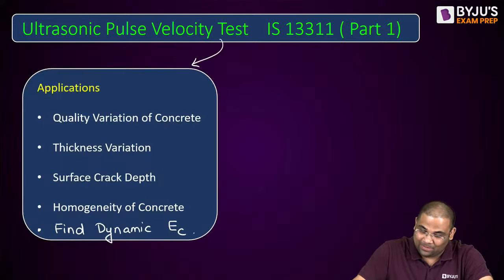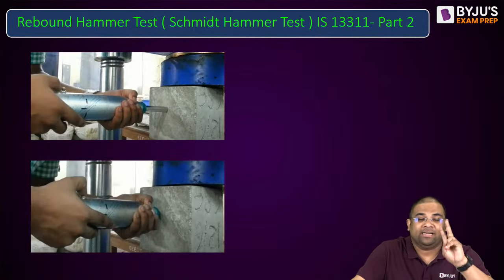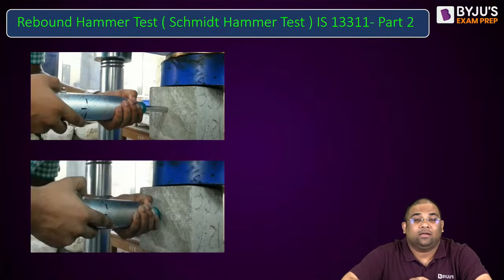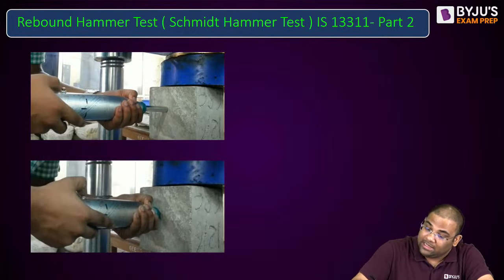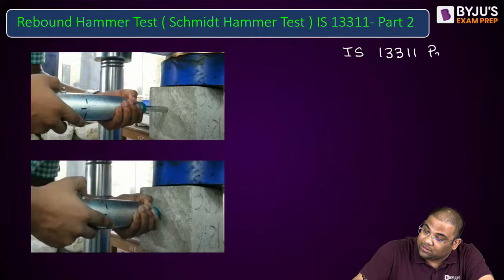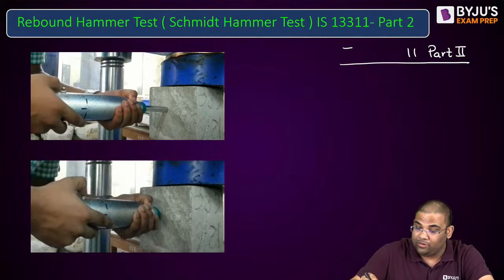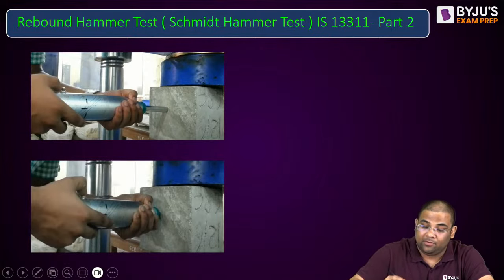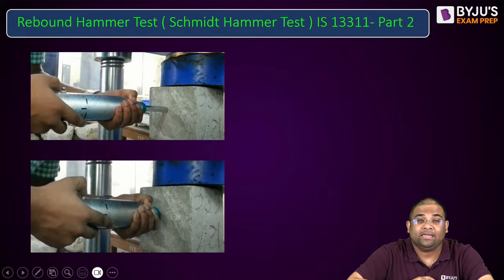Okay, now coming to this rebound hammer test, the second non-destructive test, and this is given in part 2. As I told, part 1 deals with the ultrasonic pulse test. So part 2 deals with what? Part 2 deals with your rebound hammer test. It is taken from the Schmidt hammer test. So from him, it was adopted in Indian codes.